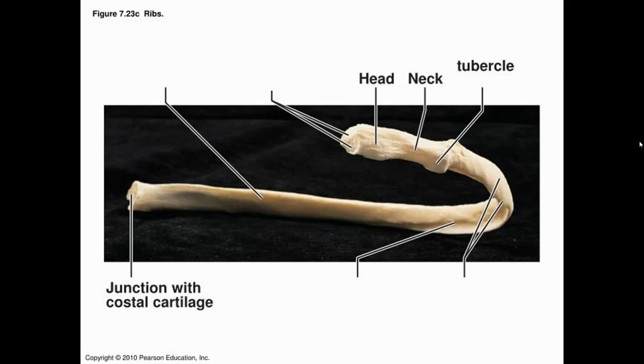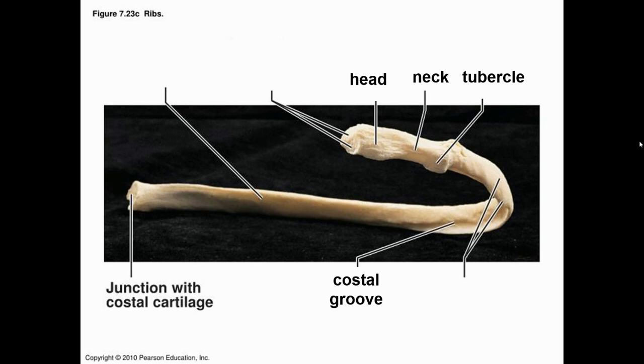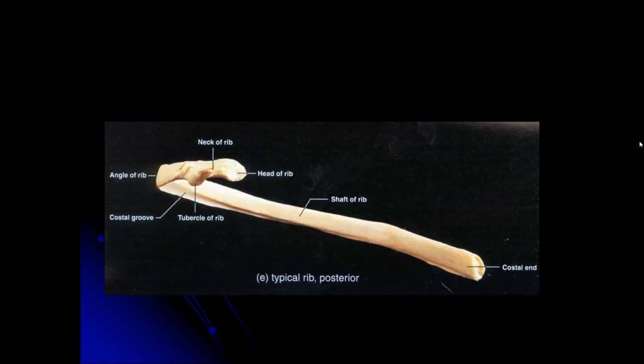So if we flip this around and look at it, you can see those exact things. Here, the head and the tubercle are easy to see. Again, the head attaches to the body of the vertebra. The tubercle attaches to the transverse process. You can also see the costal groove here very well. And the costal groove, again, is where blood vessels and nerves run along the bone. And then the rest of the bone is called the shaft.